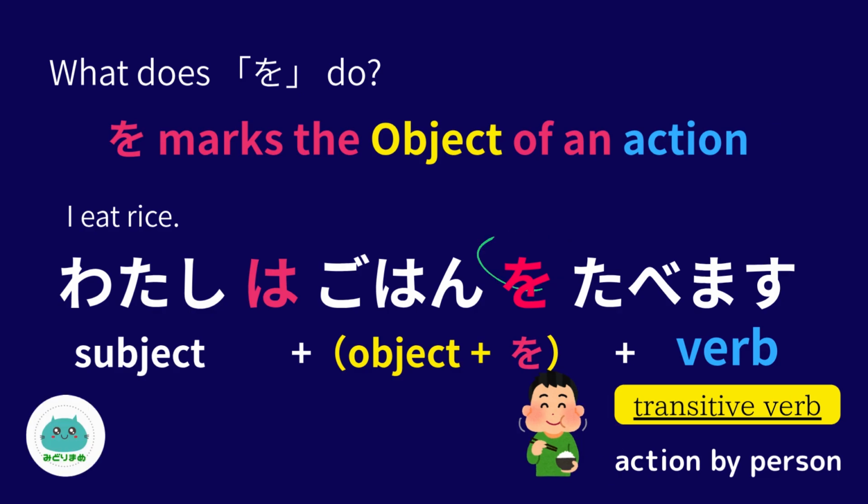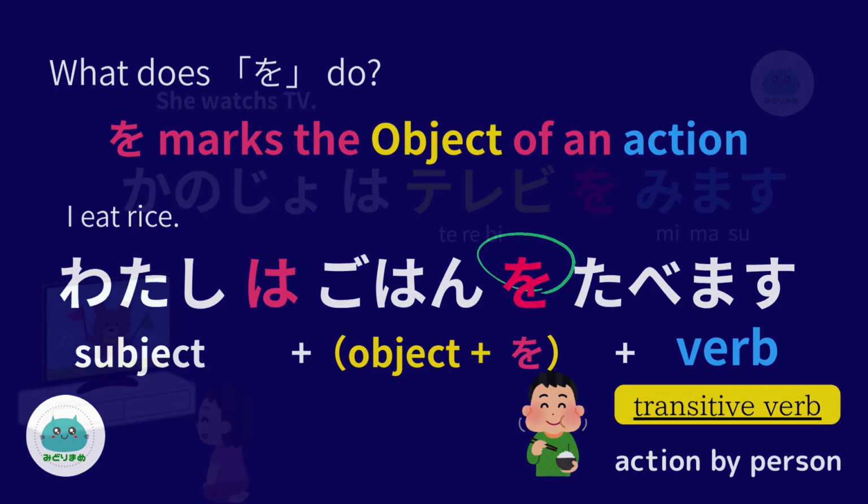Let's look at the example sentence here. 私はご飯を食べます。That means I eat rice. And 私 is the subject. ご飯, which is rice, is the object here. We mark it with o, then the verb follows. And this verb is always a transitive verb, which is an action done by someone.